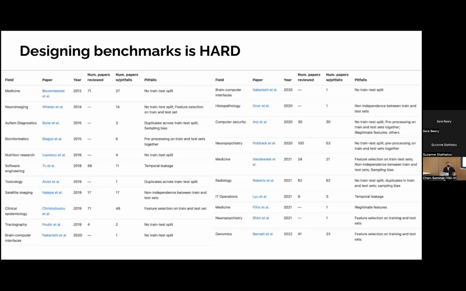Autism diagnostics, there were 3 different papers that had duplication across training and test. So their data wasn't actually completely separate. The list goes on. But one thing that I think is really, really informative for this community is 17 out of the 17 papers they reviewed in satellite imaging did not have independence between their train and test sets. So basically, they were taken, for example, at the exact same time and place.